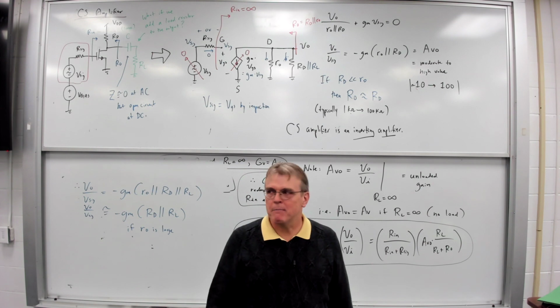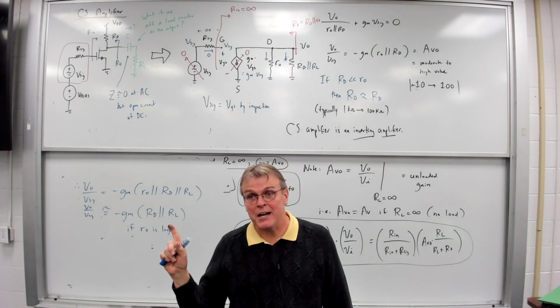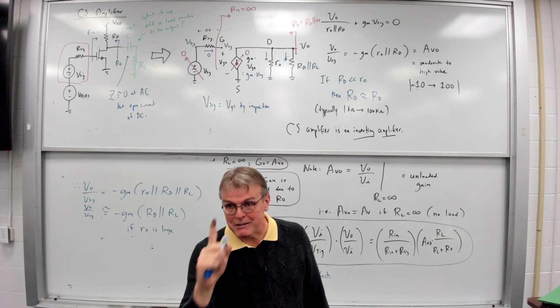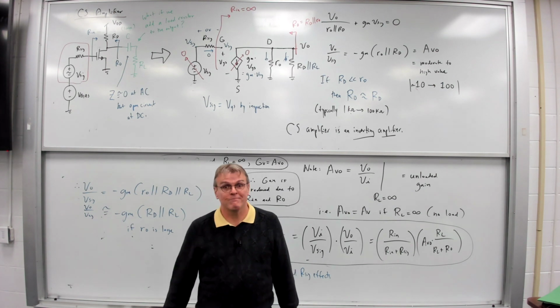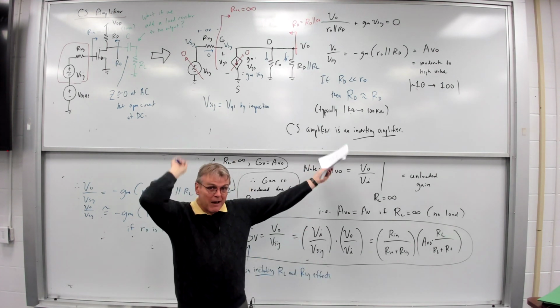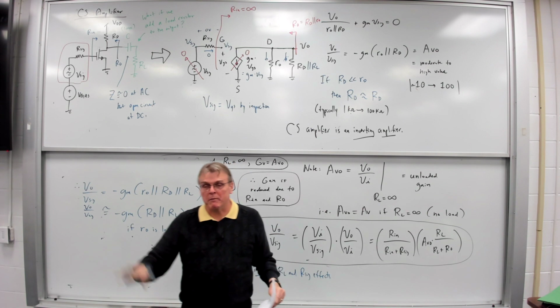And here's the nice thing about BJTs, guys. The small signal diagram is almost identical except with the addition of an additional resistor. If you understand these topologies, then the BJT stuff will be very obvious.